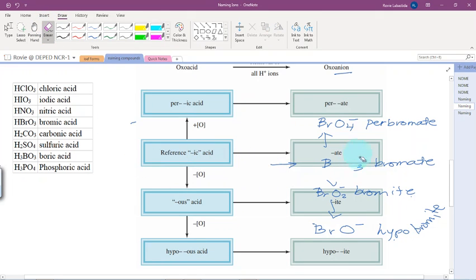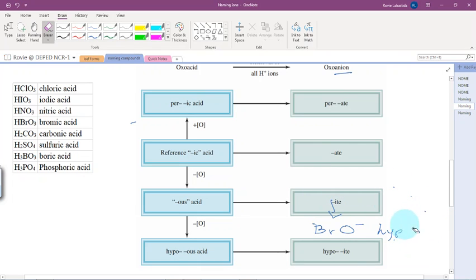Okay, so I hope you're taking notes for the polyatomic ions that we're deriving. Alright, there you go. Now, let's have another example.